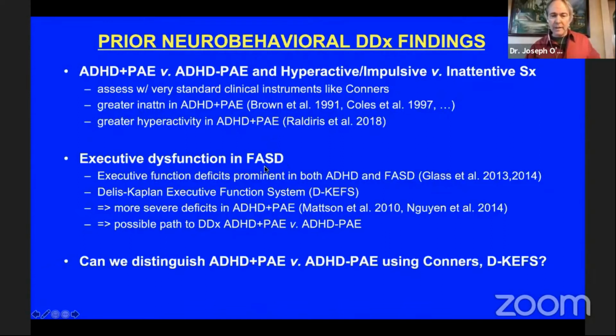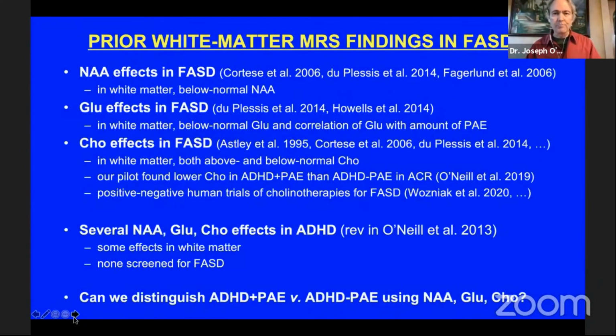Also, executive dysfunction is common in both ADHD and FASD, and it may also be able to distinguish between the two etiologies. So we're asking, in particular, using the Delis-Kaplan Executive Function System, the D-KEFS. So we're asking in our study if we can distinguish ADHD plus PAE from ADHD minus PAE using the Conners and the D-KEFS. There's some prior MRS findings in FASD to guide us.